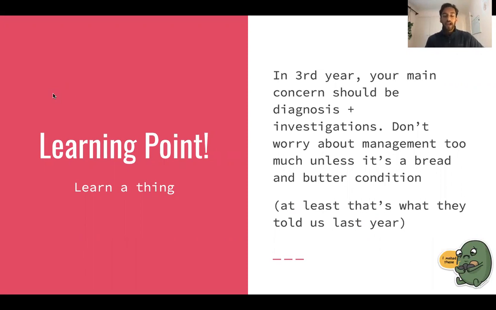In third year, as you've probably been told by Michelle Leach and faculty, your main concern should really be on diagnosis plus investigation. You don't really need to worry about management too much unless it's a real bread and butter condition, like your classic ones like ACS, pneumonia, and asthma, that kind of stuff. So really focus on investigations and diagnosis, because I remember last year in our exam, we, for some reason, had a ton of investigations questions, which is quite mean, but it's something that you should come to expect. So keep an eye out for those as we go through.